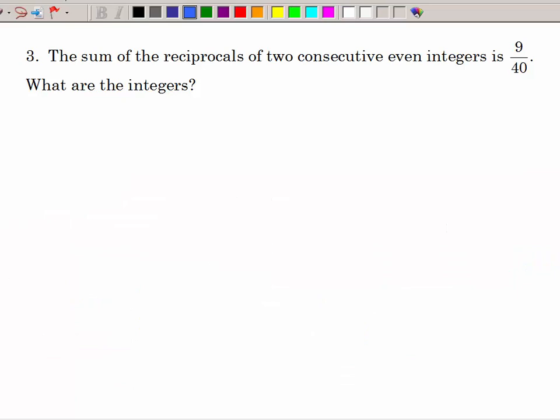Now this one is very similar to what we just got through doing. Let's look at the different words. We have sum, which means add. We've got those reciprocals, but this time we have that extra word of even. And of course we know is equal. Right, so we need 2 consecutive even integers.